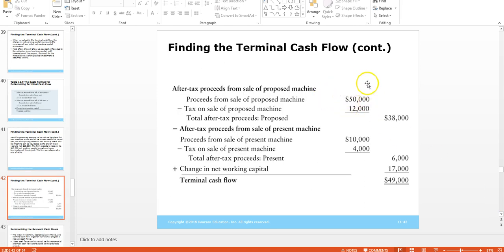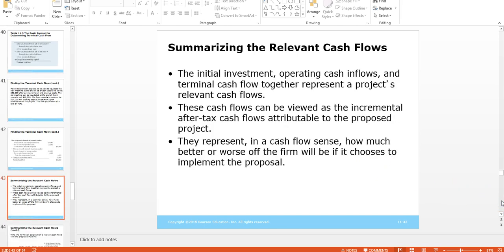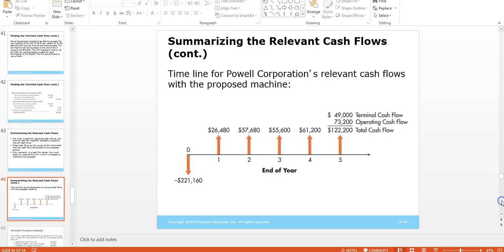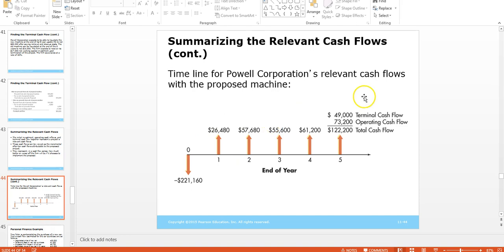And here's the terminal cash flow from sale of the proposed machine and the sale of the present machine. They changed the numbers here a little bit. All right, so here we see all the examples we did are shown in this one graph. This is the initial investment right here, and here are the cash flows, and here is the terminal cash flow.